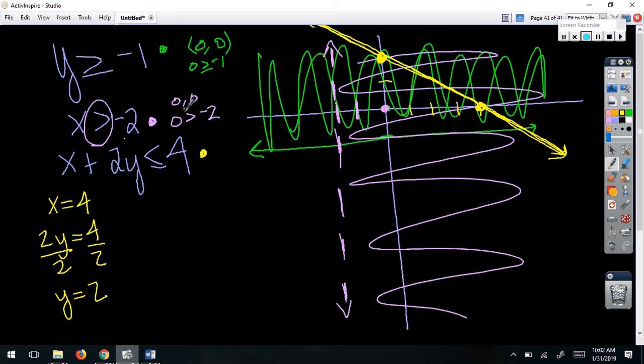So my question is, which way? 0, 0. Look at the yellow. 0 plus 2 times 0. True or false? That is true. Here's where I'm going to shade.